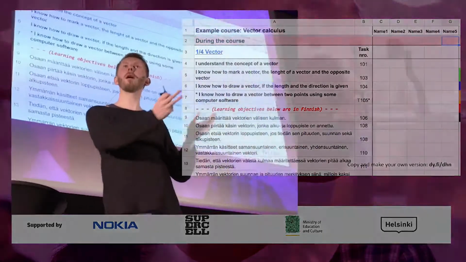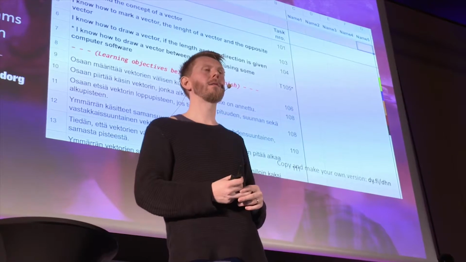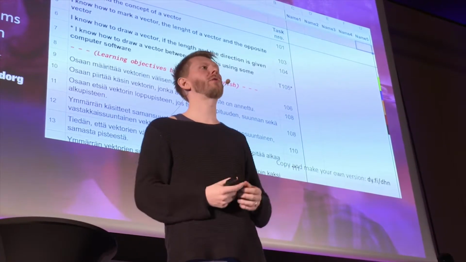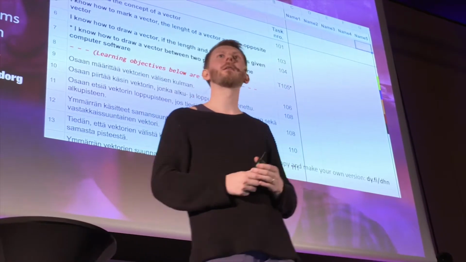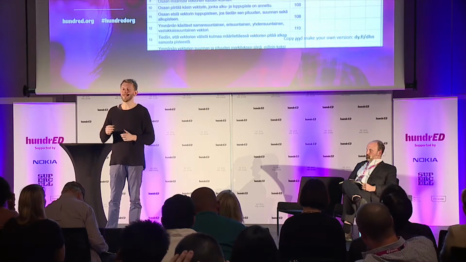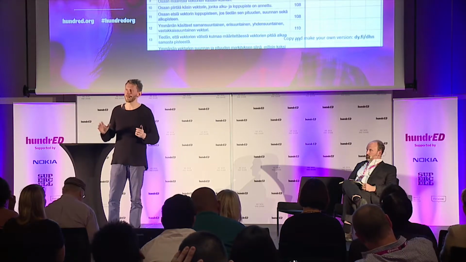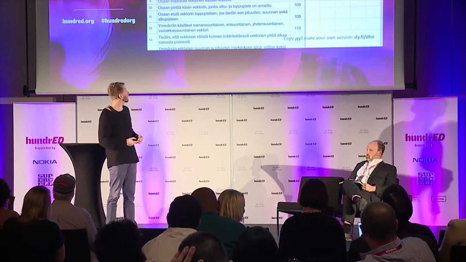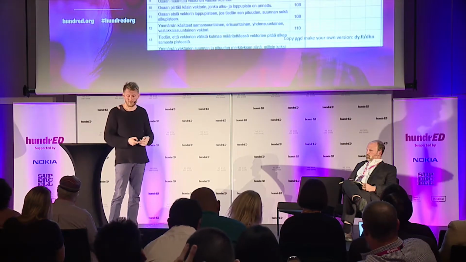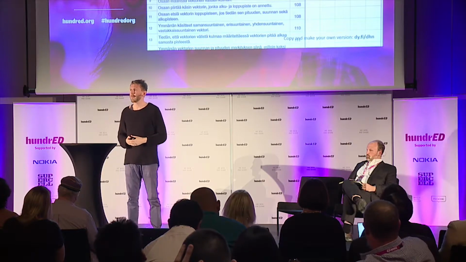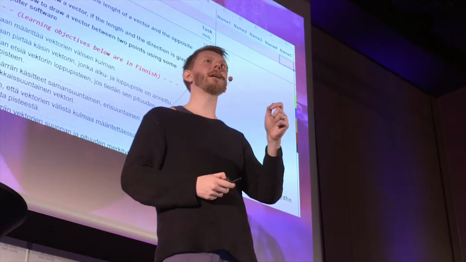I give them these objectives because this is just how it works now. I would like to have it someday so that students could decide what their goals are, but in Finland we are not there yet. This has to be done like this. So I give them these objectives. For example, if the course is 6 weeks long, they have around 60 to 100 objectives. And then they self-evaluate or self-reflect on how they feel about them.